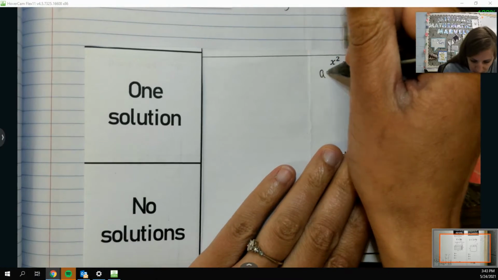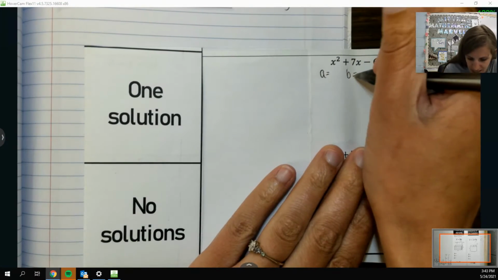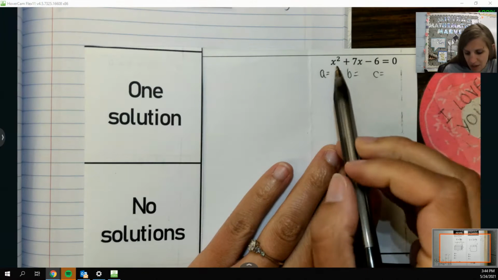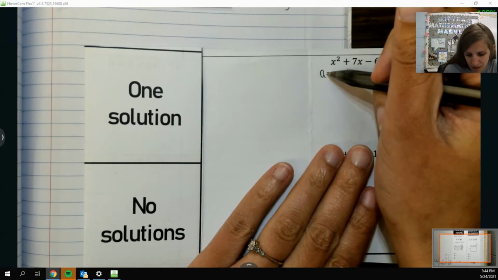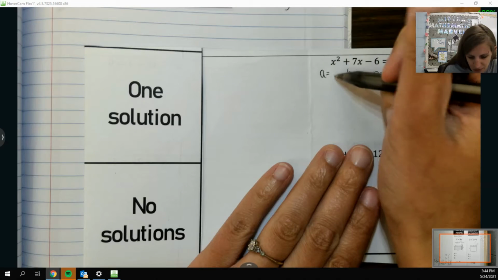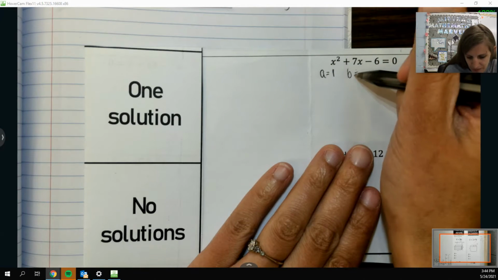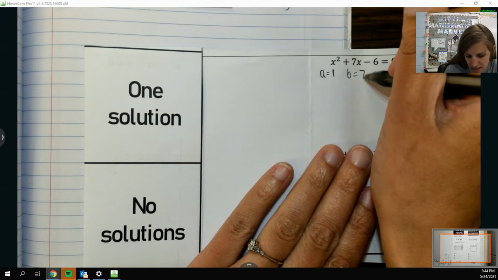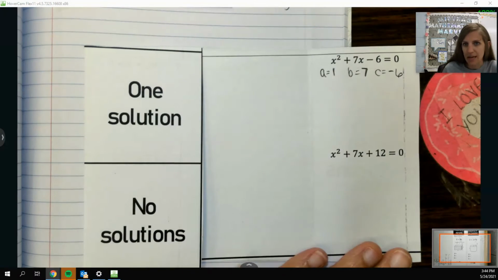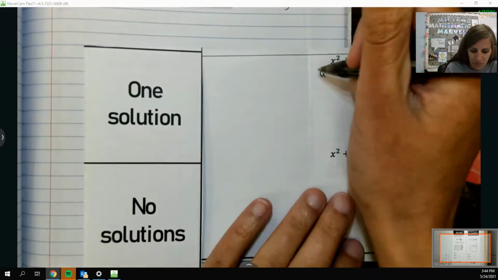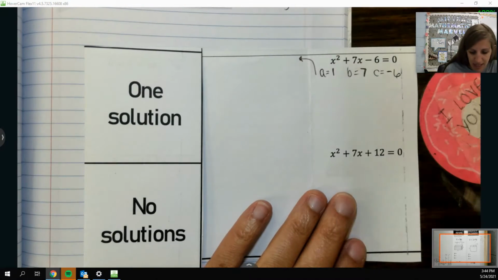So maybe what I would recommend is finding our a, b, and c value. We also have to be equal to 0, so that's a good thing. Looking at this problem here, a is in front of x squared, which is a 1. B is on x, so that's a 7. And then c is not on any letter, so -6. Always take the sign in front. And then, guys, I want to go over here and plug everything in because we are going to need a lot of space.